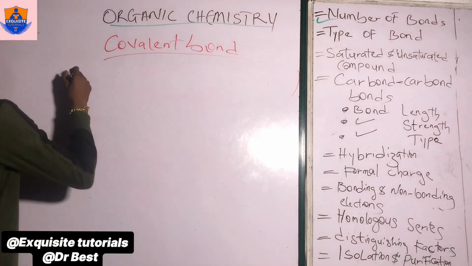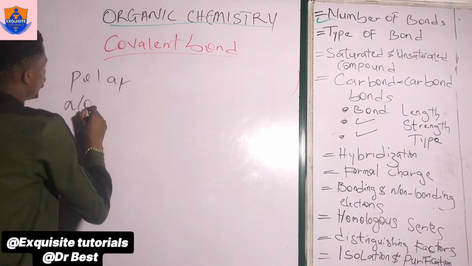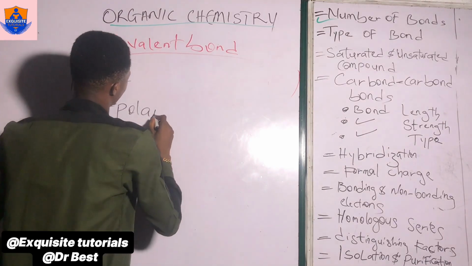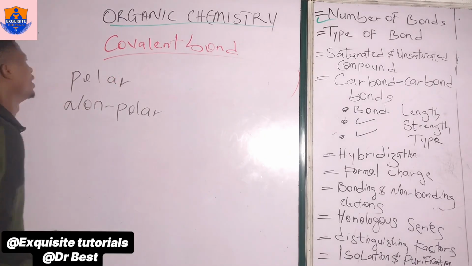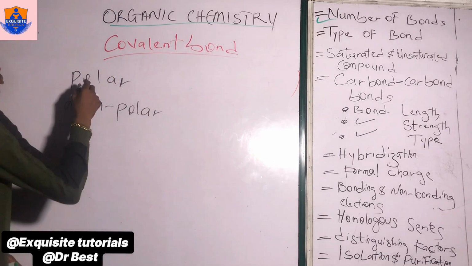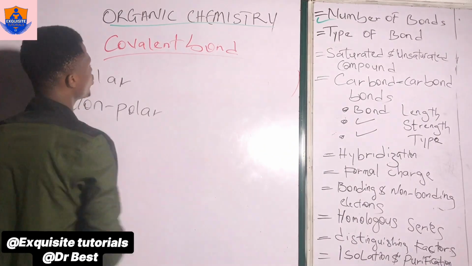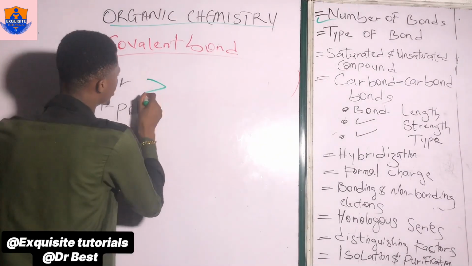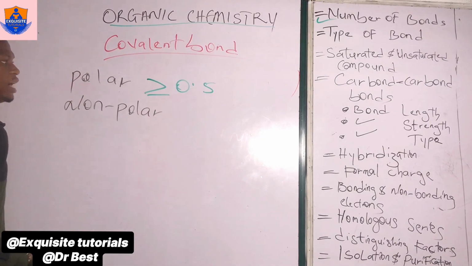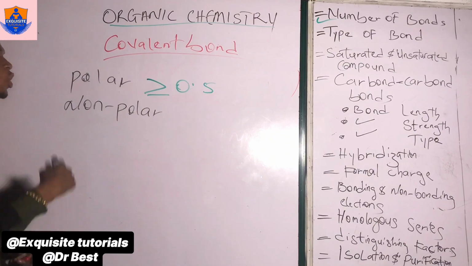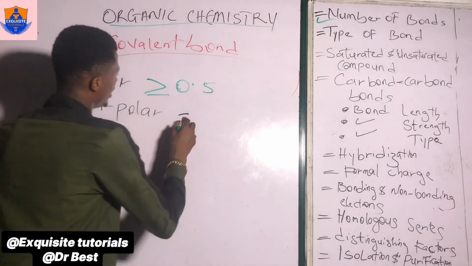Now, we have two types of covalent bond. We'll have your polar and we'll have non-polar. Now, when is a bond said to be polar covalent, and when is a bond said to be non-polar covalent? Polar covalent, when the electronegativity difference between the two bonding atoms is greater than or equal to 0.5. While a bond is said to be non-polar covalent, when the electronegativity difference is less than 0.5.